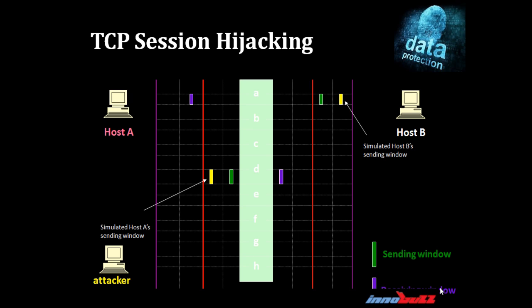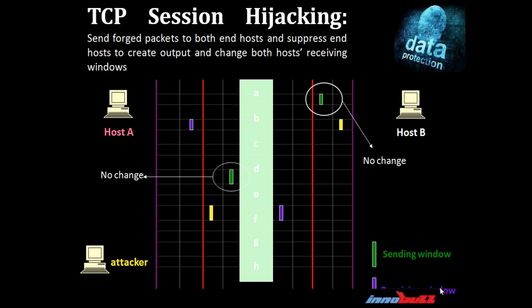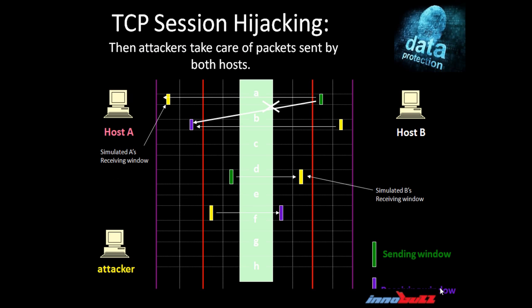Further into the connection, the attacker simulates host A's sending window and host B's receiving window, thereby getting a hold of the connection details. The simulated windows start transferring data within themselves, thereby maintaining the session, and the attacker sends forced packets to both end hosts to suppress them, and thereby maintains the session on its own. It is shown here that host A's packets are sent to the simulated receiving window of host B, and B's packets are received by the simulated receiving window of A, while the attacker keeps suppressing the hosts.